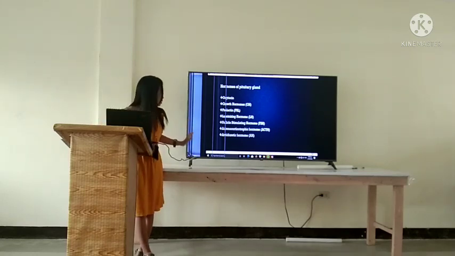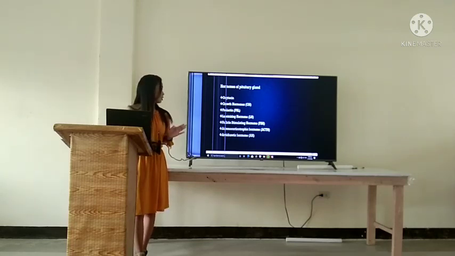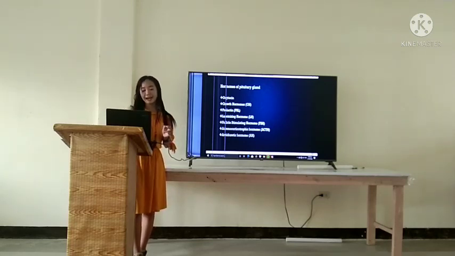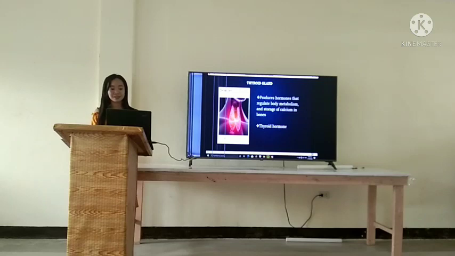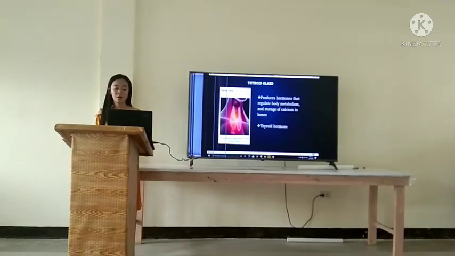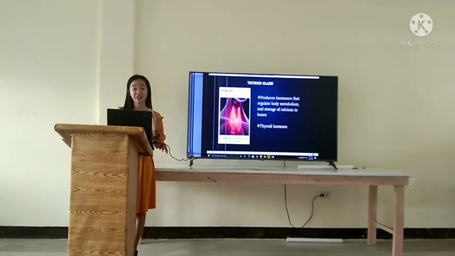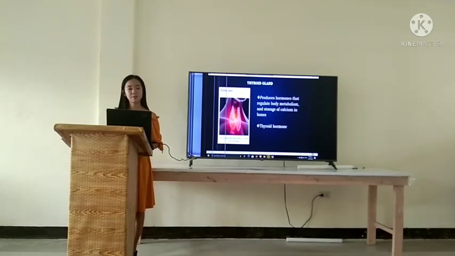This involves oxytocin, growth hormone, prolactin, luteinizing hormone, follicle-stimulating hormone, adrenocorticotropic hormone, and antidiuretic hormone. The thyroid gland is located in the neck below the voice box. It produces hormones that regulate body metabolism and the storage of calcium in the bones, which are the thyroid hormones. The thyroid gland regulates the growth and development of our brain when we are just a child.